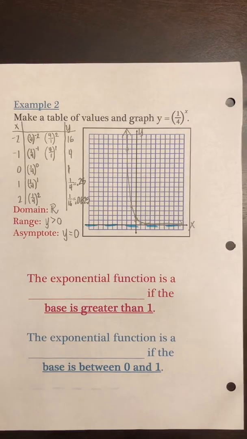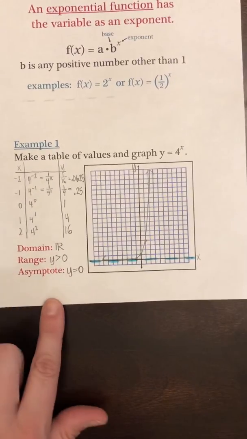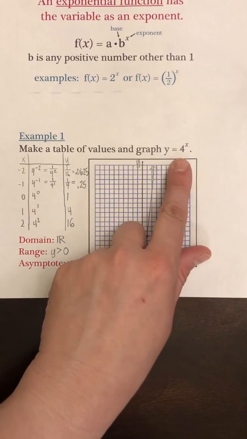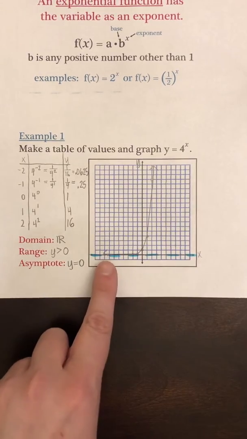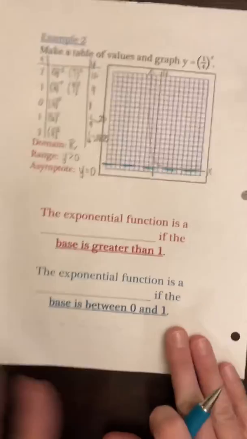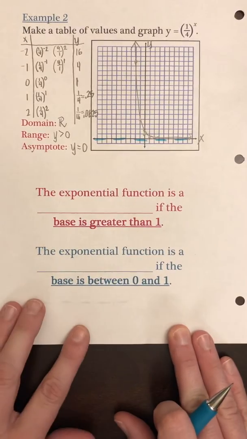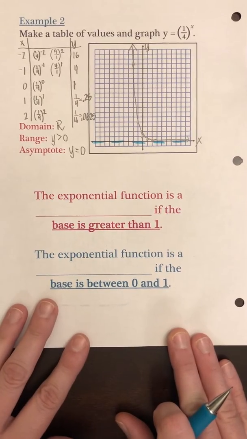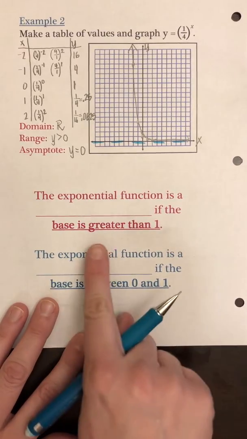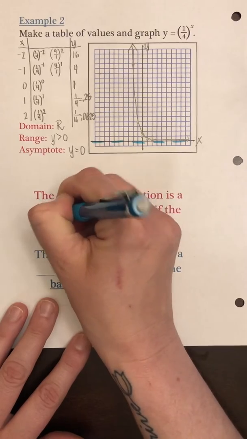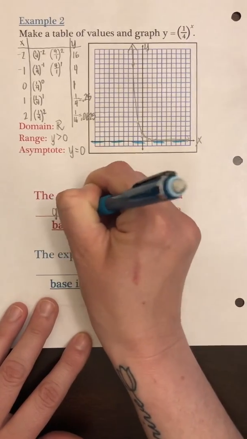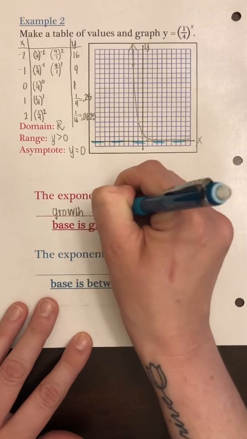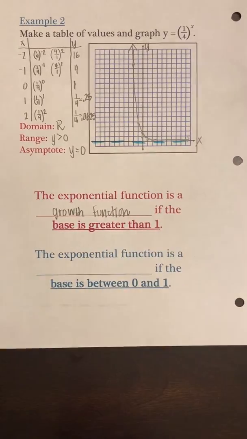So let's talk about a couple things that we can take away from these two graphs. Going back to example 1, notice that our base was a 4. And our graph started low and then grew very quickly. So right here it says the exponential function is a blank if the base is greater than 1. So this is like what example 1 looked like. Our base was a 4, which is greater than 1. So this is going to represent a growth function. And that's exactly what happened to our graph. It started low and then it grew very quickly.